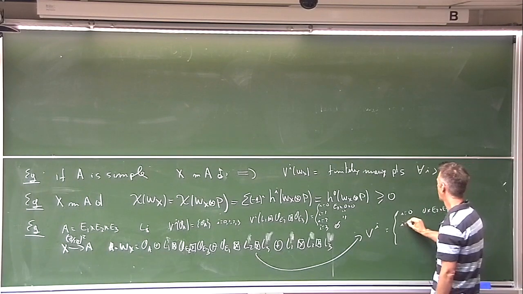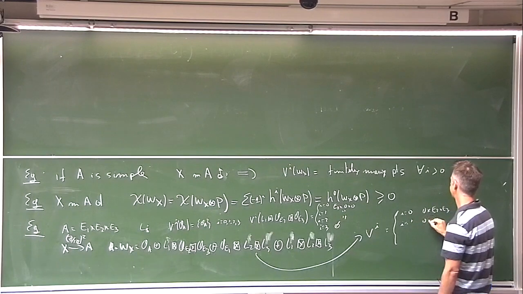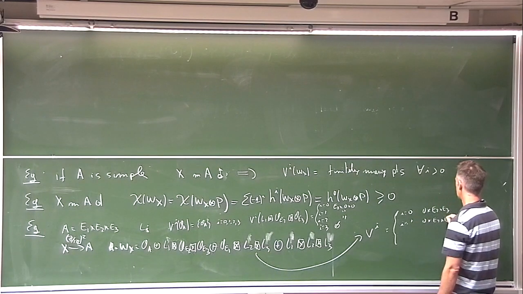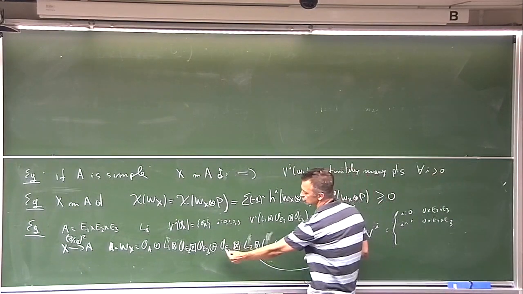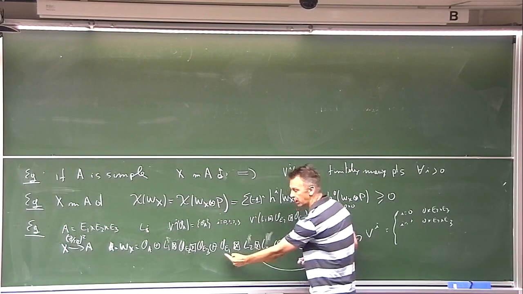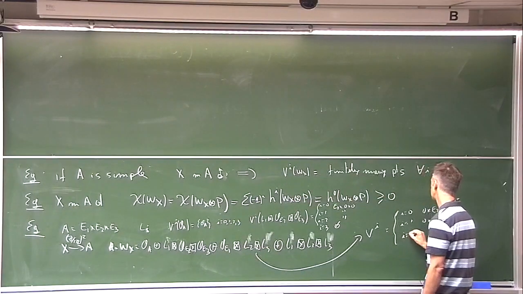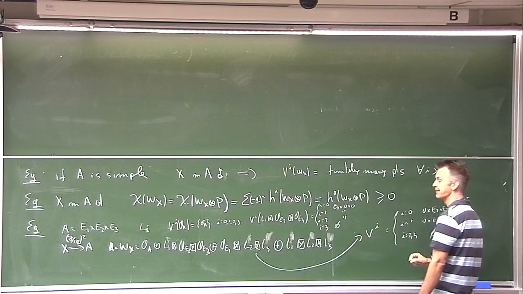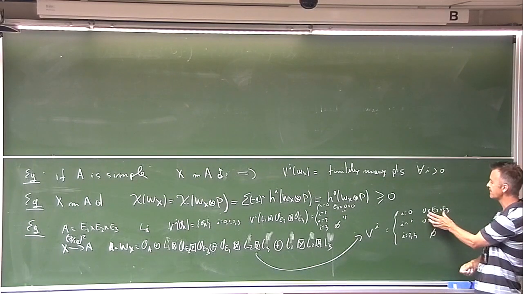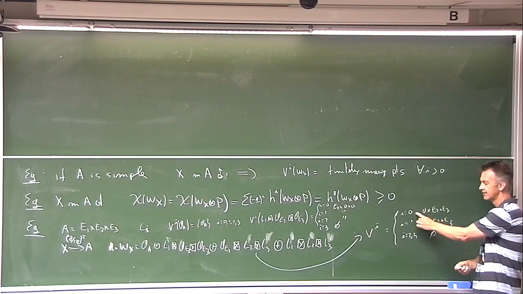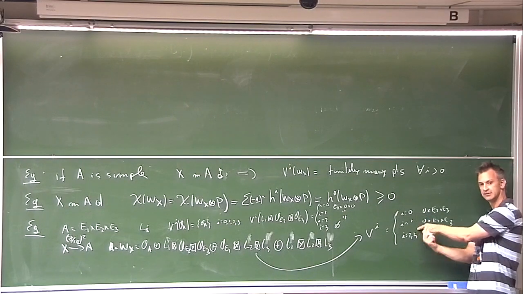For i equals 1, you'll get the same thing because you're just twisting by the non-trivial element of H1 of O of E1. But then for i equals 2 or 3, it will be empty. And again, here, the codimension of this locus is 1. That's why it persists in one more degree.